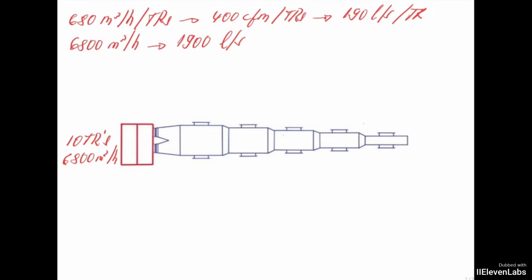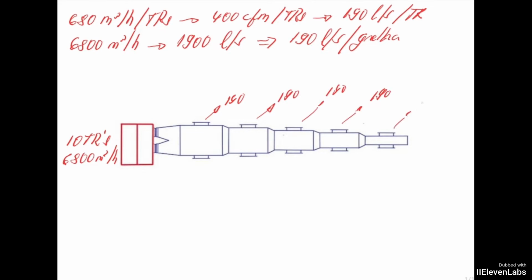So here, if we have 6,800, we have 1, 2, 3, 4, 5, 6, 7, 8, 9, 10 grilles. So we're going to have a flow per grille of 190 liters per second per supply grille. So here we will have 190, 190, 190, 190, and the same thing here below.